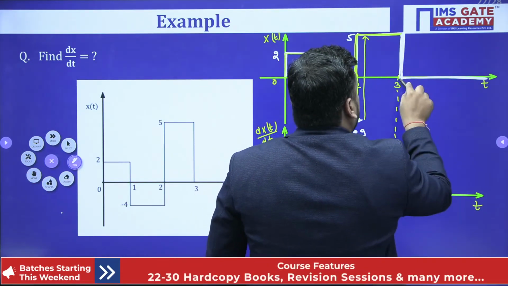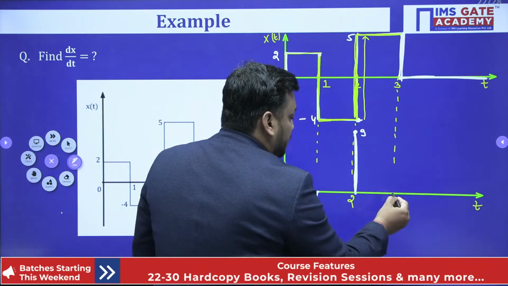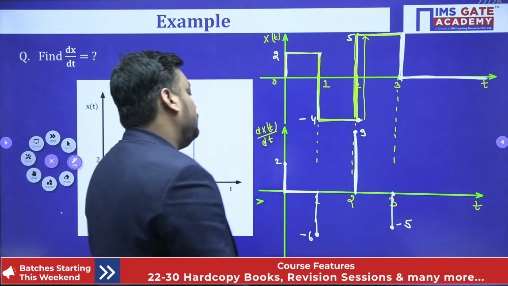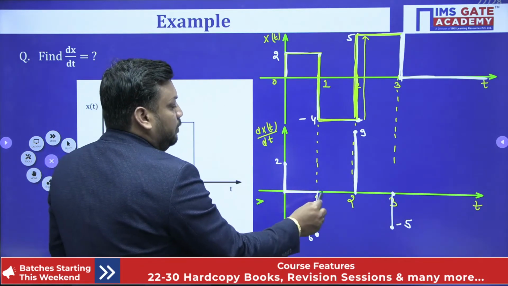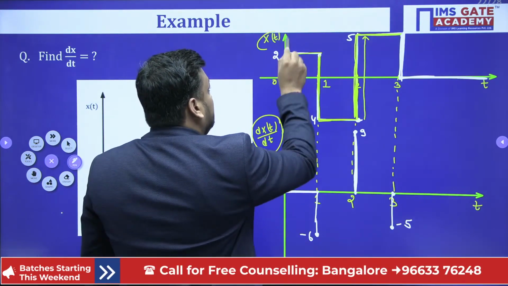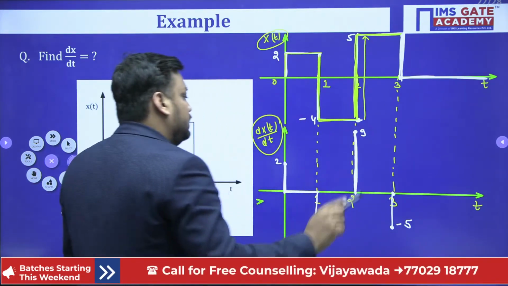You are having a decreasing step of minus 5. It means as soon as 3 location is concerned, we should have a minus 5 impulse. So this is nothing but dx(t)/dt. This is nothing but x(t) with respect to time. So this is the final curve.